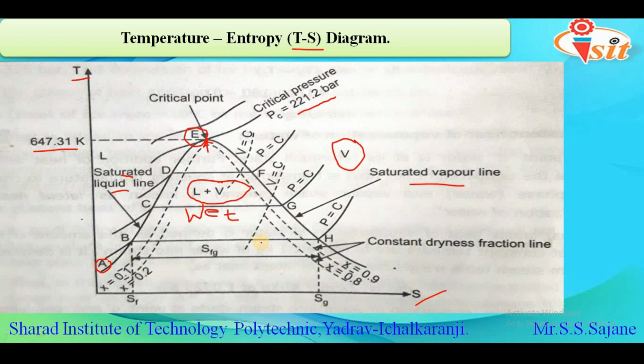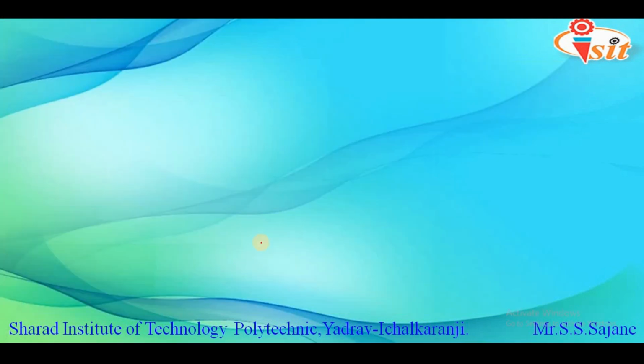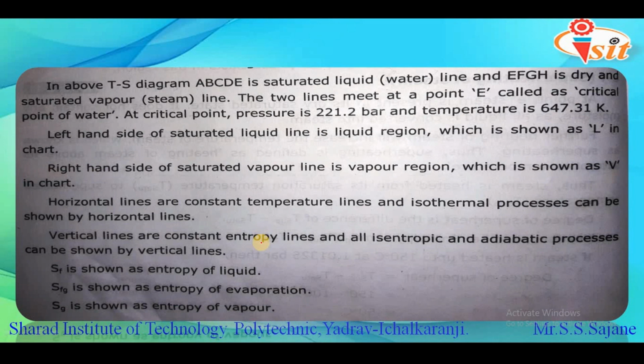In the MSBTE paper, this question can be asked for 4 marks, out of which 2 marks will be allotted for this diagram, and the remaining 2 marks will be given if you are able to explain what this diagram consists of. So with this point we will stop here today, and in the next lecture we will continue with the further points from this chapter. So till then, thank you very much.